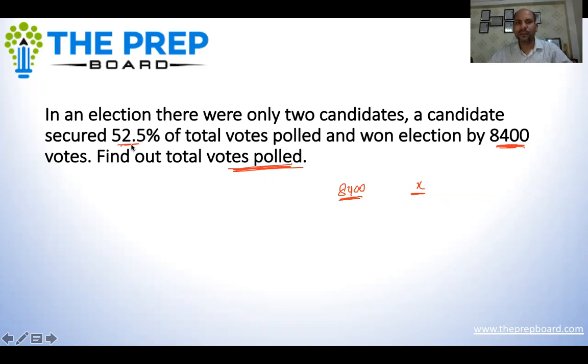And we can see there are only two candidates. So one scored 52.5, another should have 47.5. So their difference should be 5%. I did not even do 100 minus 52.5 is 47.5. I did a very simple calculation: this is 2.5 more than 50, so another should be 2.5 less than 50. So their difference becomes 5%. Now we are supposed to find the total votes polled, so that should be 100%, and that's all done.